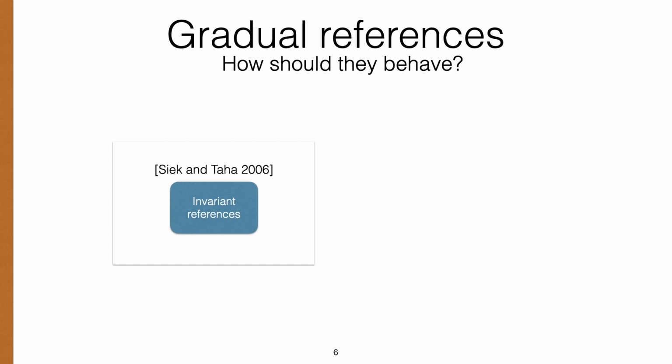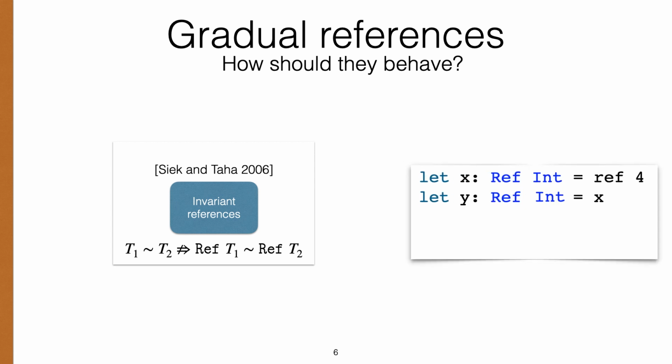Among the different design decisions of gradual references, we review the 4 major. The first one, presented in the first paper of gradual typing, which we call invariant references, imposes that reference type has to be invariant with respect to consistency. For instance, consider this program, where we are allocating a reference with content 4. This program type checks, because ref int is consistent with ref int. But if we change the type of y to ref unknown, then the program no longer type checks, as ref int is not consistent with ref unknown.